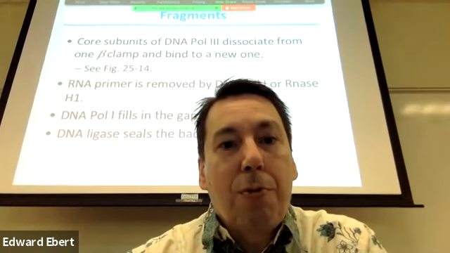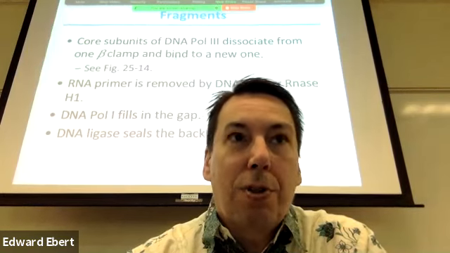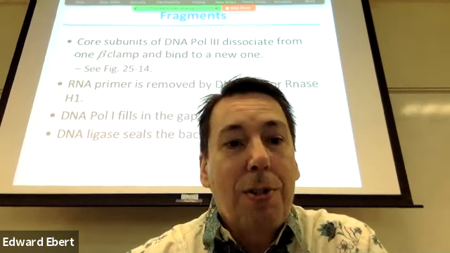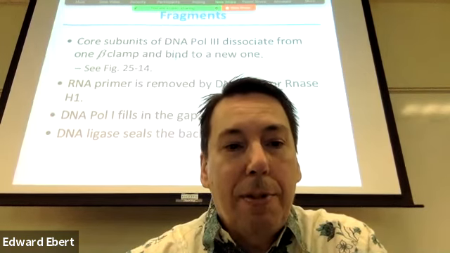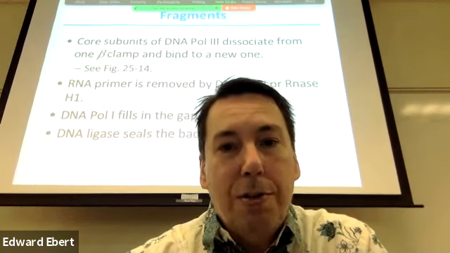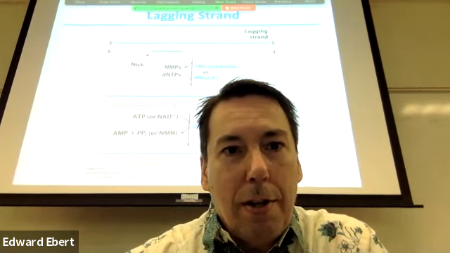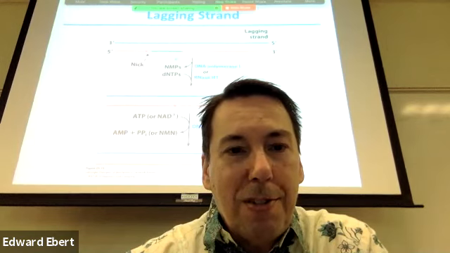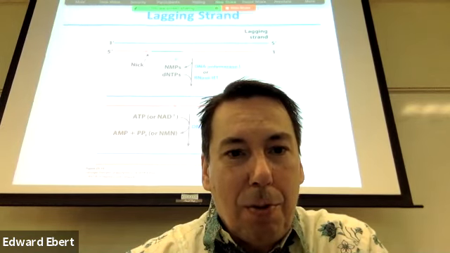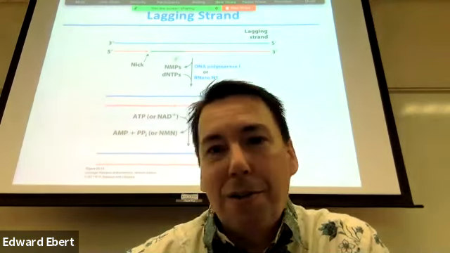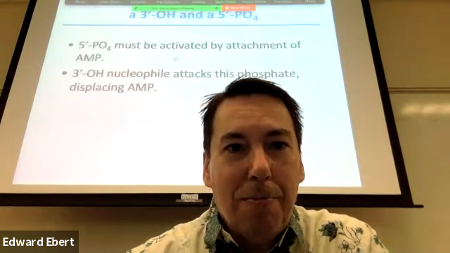So the RNA primer gets removed by DNA polymerase 1, or sometimes RNase as well, usually RNase H1, and then polymerase 1, pol 1, will fill in that gap, and ligase will seal the nick, ligate it back together. Okay. All right. Final steps in the synthesis. We can basically get rid of our primer, ligate everything together, and now we've got a parent strand and a daughter strand. Yay, we're almost done.